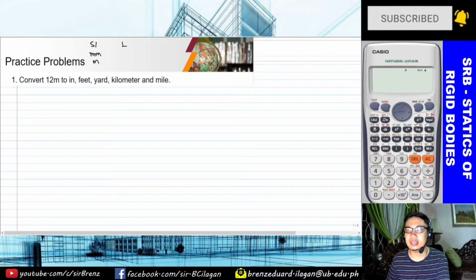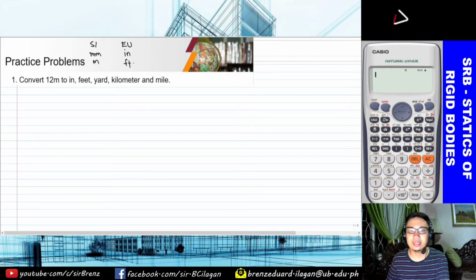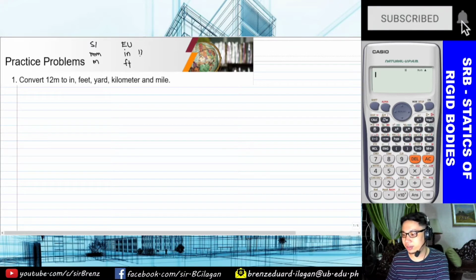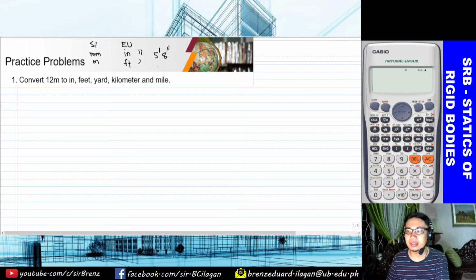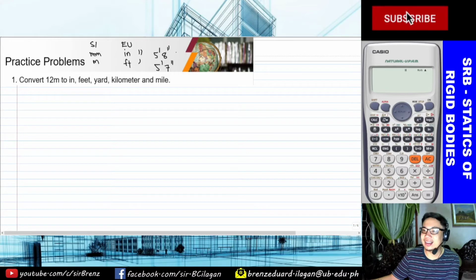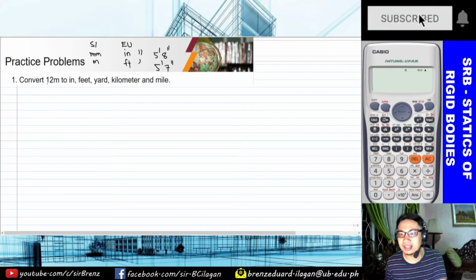And then, in English units, it's either in inches or in feet. Inches can be represented by two tick marks, a double quote, and for feet, just one. For example, my height is 5'8". When it's hot, 5'7" when it's cold. Kidding aside. Okay, so let's start.